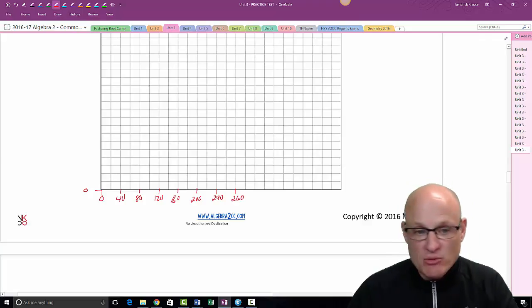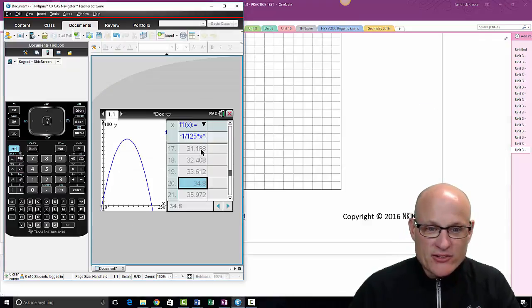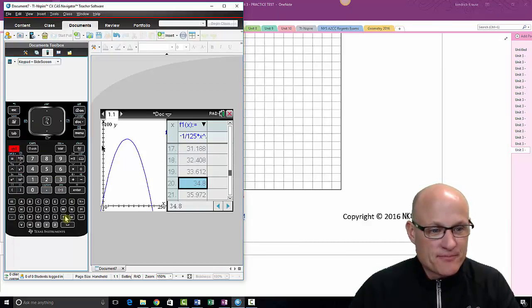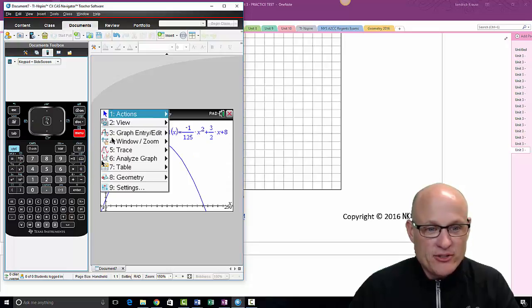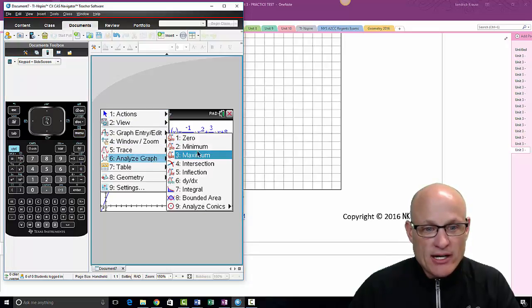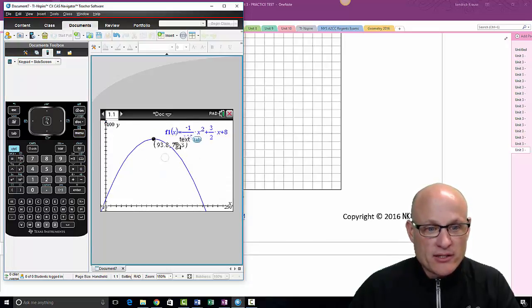Maybe I could have made it a little bit bigger. And it only looks like it's going up. Maybe I should find out what that is. Let's hit Control T. Let's find out what that max is. Menu, analyze the graph, maximum, click, click. There it is. It looks like I only got to get up to about 94 feet at 78.